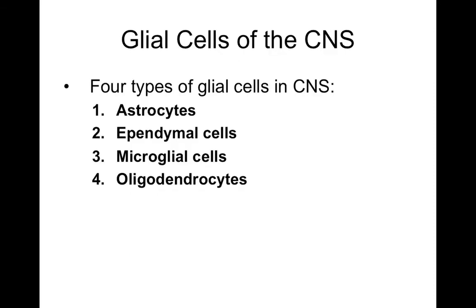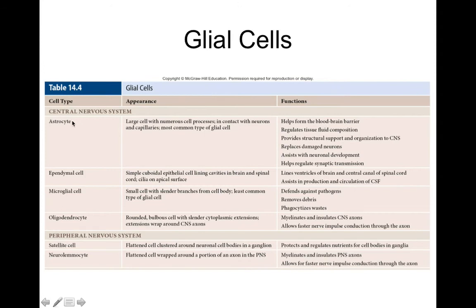Okay. Let's talk about these, you guys. So we have astrocytes, ependymal cells, microglia, and oligodendrocytes. This is in the central nervous system. Okay. Now, astrocytes are large, very numerous, and they surround neurons as well as capillaries. They help form the blood-brain barrier, and they regulate tissue fluid composition.